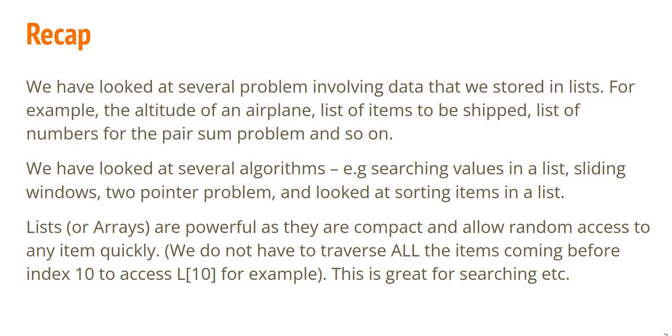Now, lists are really powerful because the important point is lists allow what is called random access, which means that, for example, if I want to go to item 10, I don't have to go from item 0, 1, 2, 3, 4. I can directly go to item 10, which is why it's great for searching and all the other things that we have seen about lists.